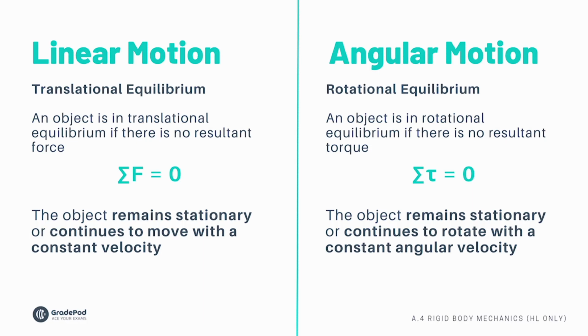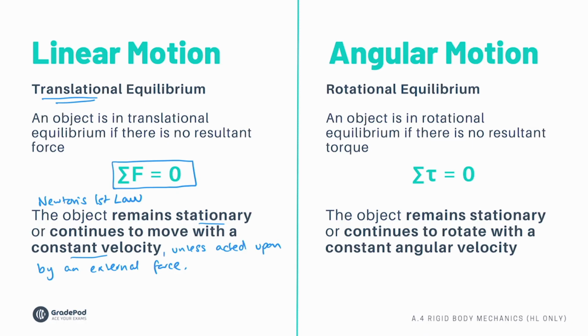I want to bring you all the way back to linear motion and Newton's laws. Do you remember Newton's first law? Newton's first law for forces in linear motion was: the object remains stationary or continues to move with a constant velocity unless acted upon by an external force. And if that was the case, then the object was said to be in translational equilibrium. What that basically meant was there were no resultant forces acting on the object.